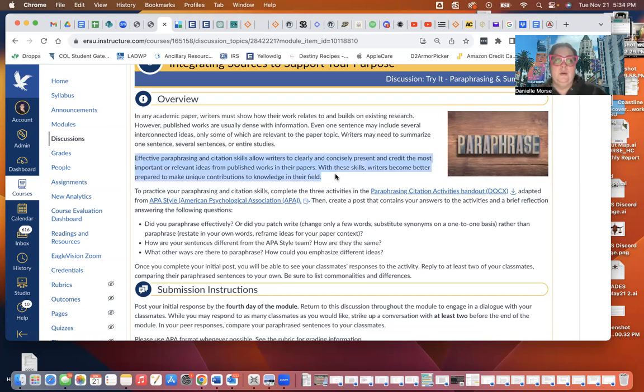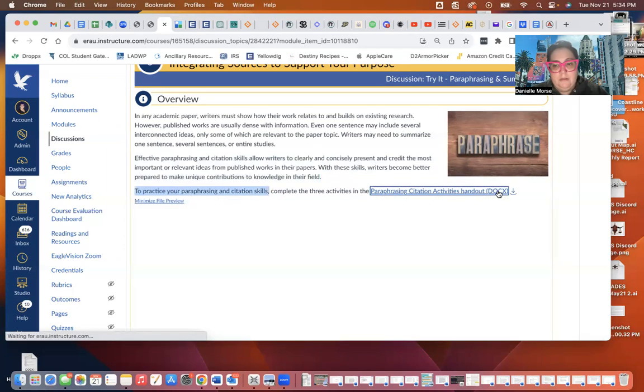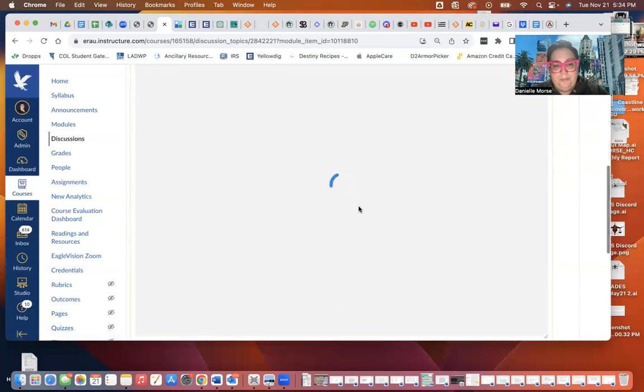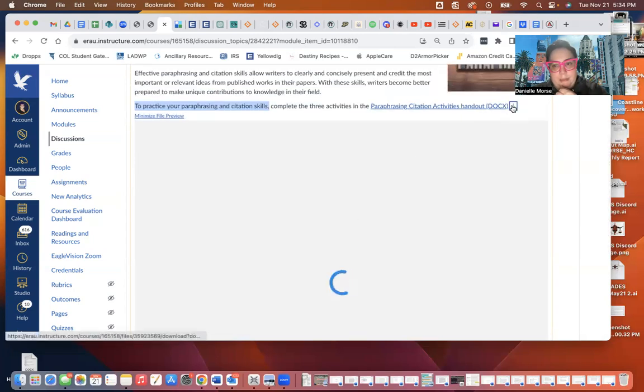but there's some misconception in terms of paraphrasing and what it is. So I often tell people one of the best ways to practice paraphrasing, because this activity is asking you to practice paraphrasing and citation skills. One of the best ways to practice, and actually let's just look at this document. Maybe I should just download it. It might be faster.